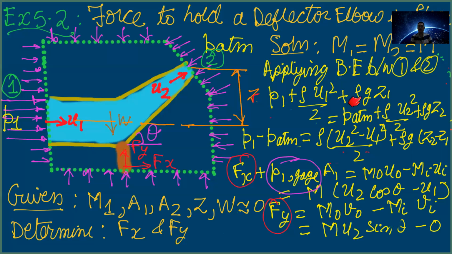This Z2 minus Z1 is the Z which is shown here, which is given here. And this U1, U2 you have already determined from the mass flow rate and the cross-sectional area and the density. And so this is the gauge pressure that you were interested to determine to finally calculate the fx. So from this expression you can obtain the gauge pressure, and using the gauge pressure you can calculate this fx.